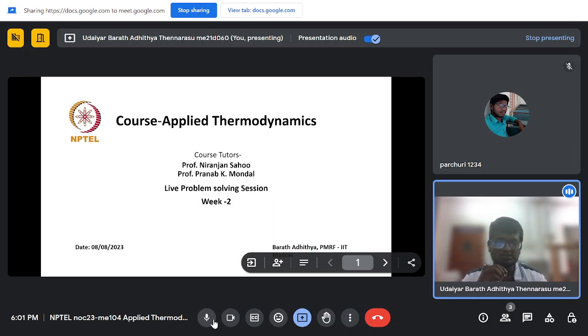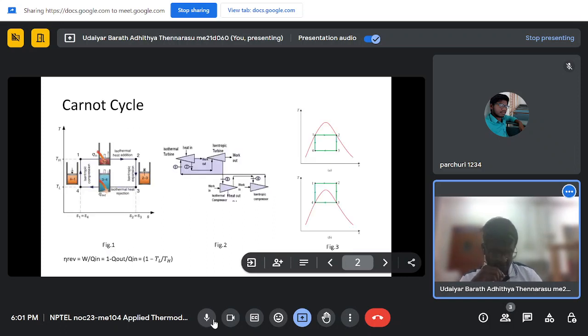This week deals with the Rankine cycle, and you also have the Carnot cycle. We'll see a comparison of both, and we'll see some problems and some MCQs over that. We'll first see a review of what the Carnot cycle is and what the Rankine cycle is before starting the numericals.